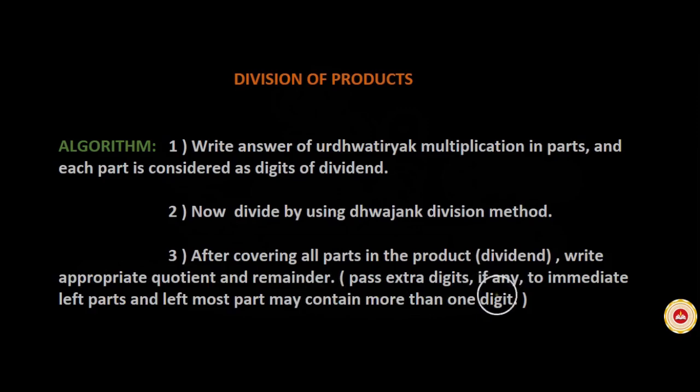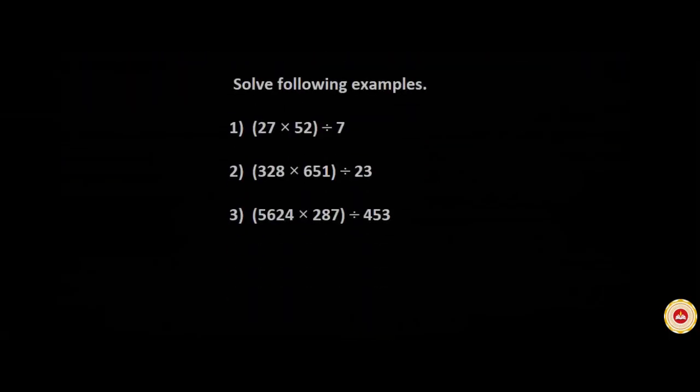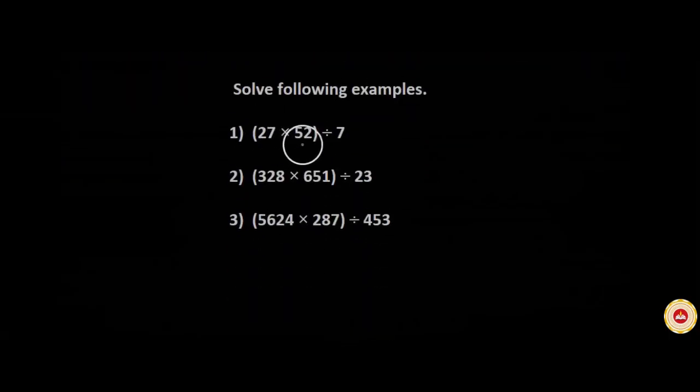Pass extra digits if any to the immediate left parts, and the leftmost part may contain more than one digit. See friends, here we will calculate our answer in decimal places. First example is 27 multiplied by 52, in bracket, 27 multiplied by 52 divided by 7.